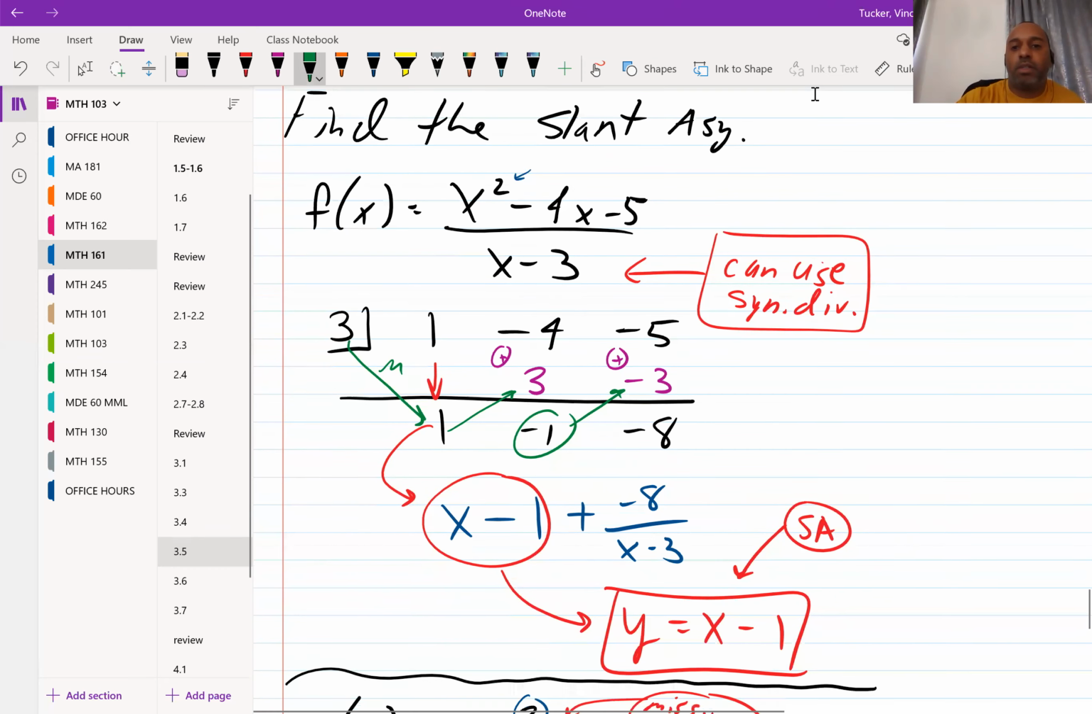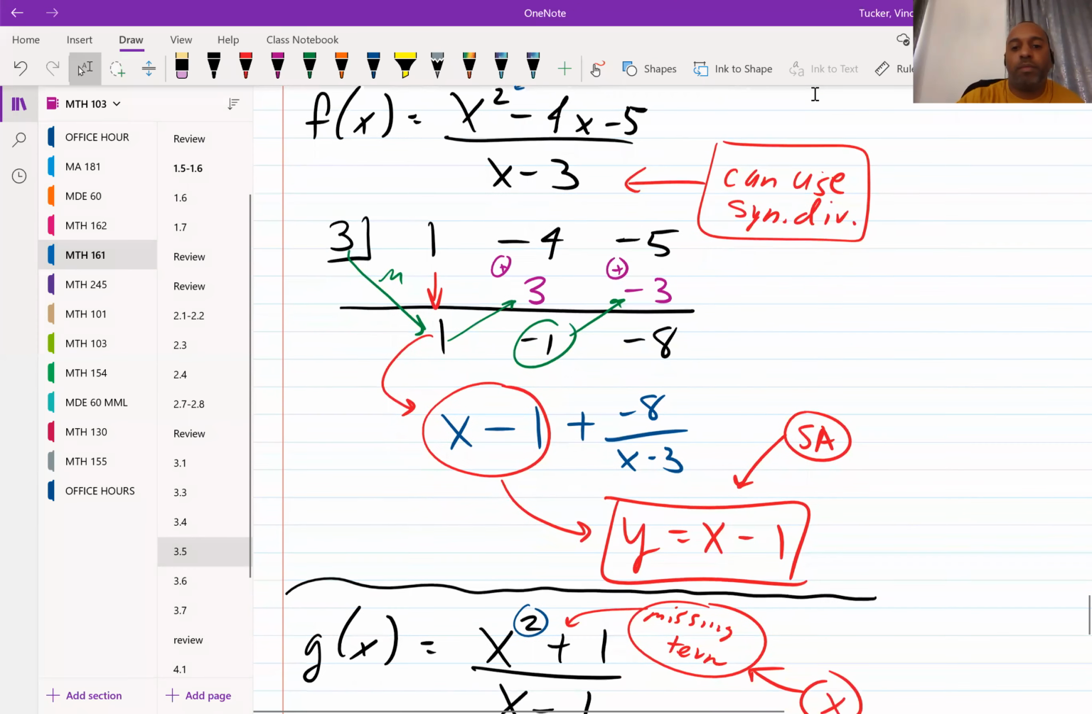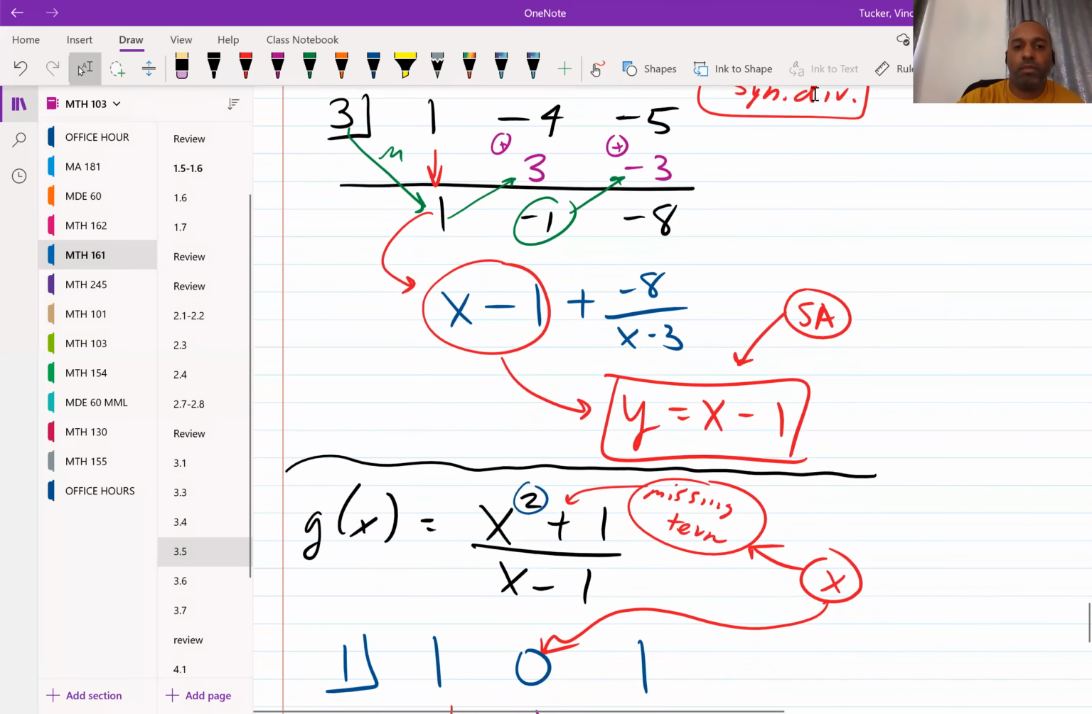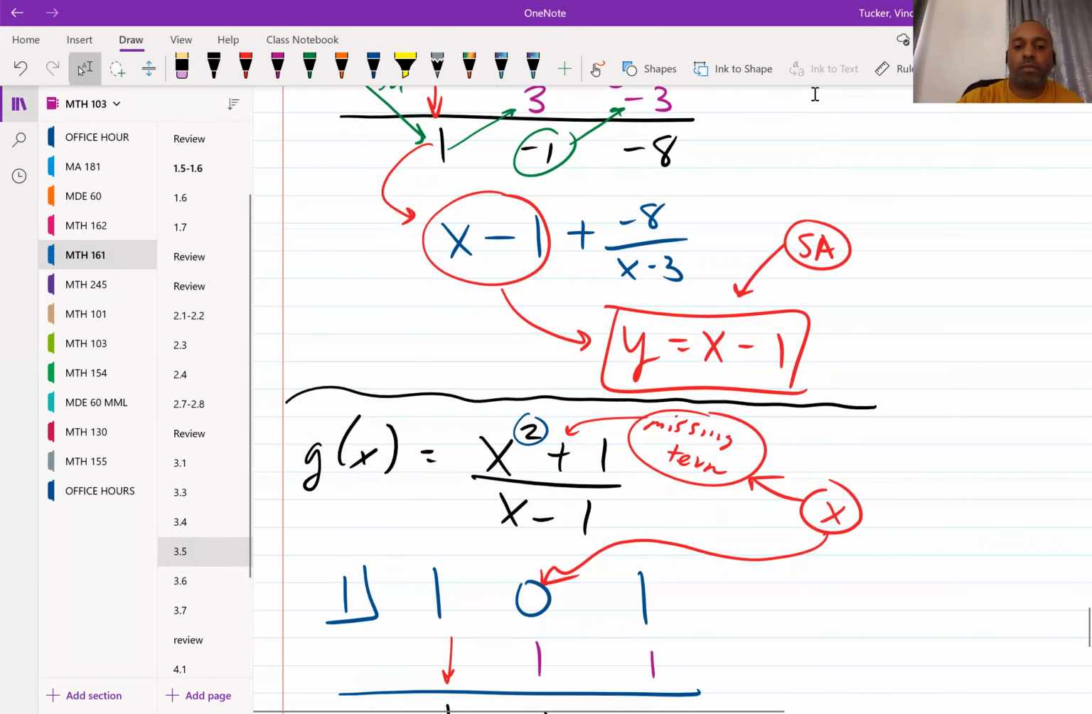All right, let's do it at least one more time. So the next one, we have x squared plus 1 over x minus 1. So don't forget, it is possible to have missing terms. Notice how we go from x squared to just 1. And the missing term here is x. Because it should go by ones all the way down to not having a variable at all.